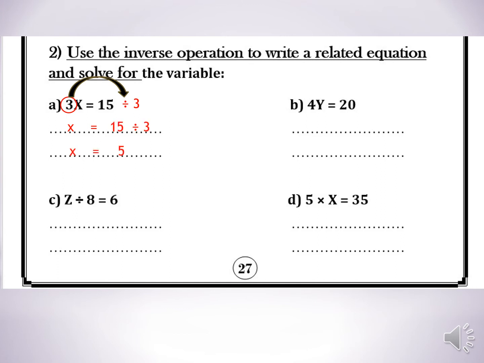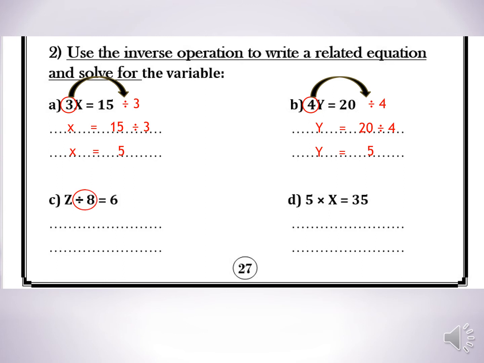So x equals 5. In letter B, I have 4y equals 20. So take the number to the other side with the opposite sign. So I will take 4 to the other side. Here I have a hidden multiplication. It will be a division. So it will be 20 divided by 4. So y equals 20 divided by 4. 20 divided by 4 equals 5. So y equals 5.